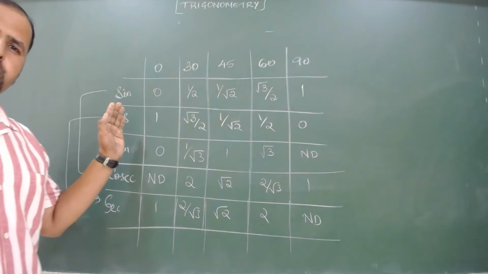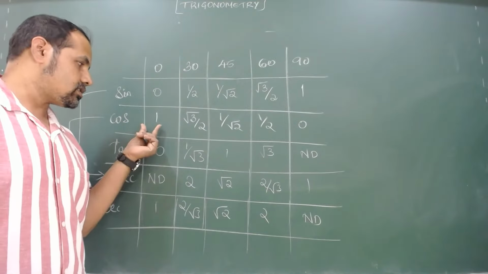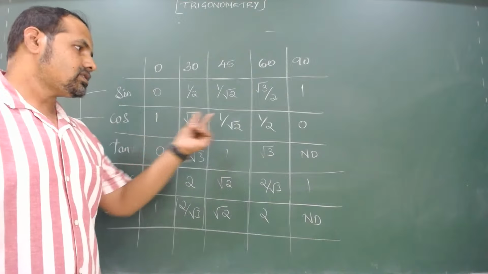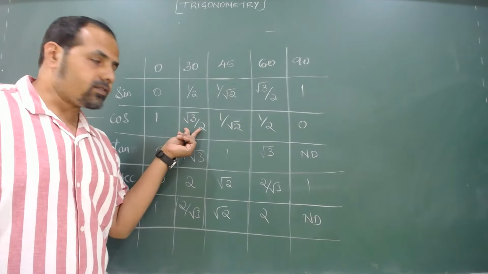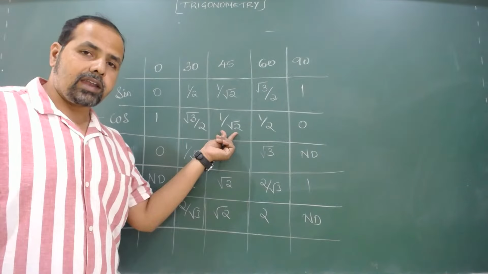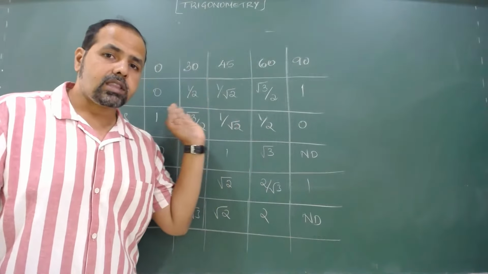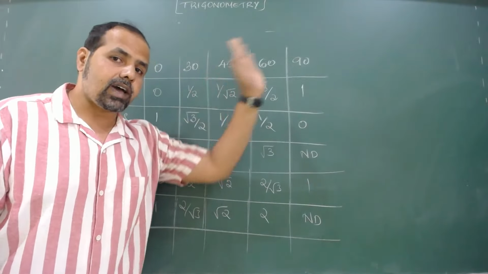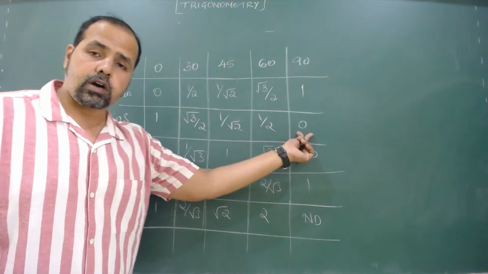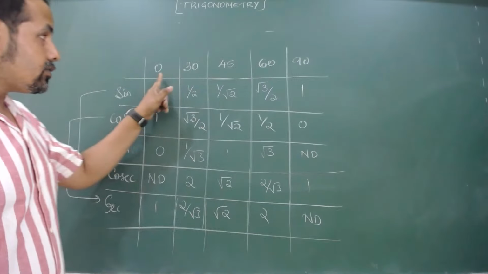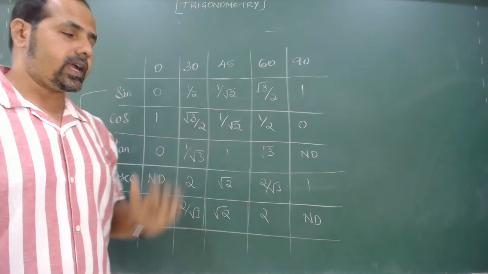Now, here I just want to grab your attention. For cos, the value gradually decreases. From 1, it becomes 0. 1, root 3 by 2 value is 0.7. 1 by root 2 value is 0.6. 0.5 is equal to cos. The value decreases, for sine the value increases. The highest value of cos is 1, the smallest value of cos is 0. I am speaking only with respect to 0, 30, 45, 60 and 90.